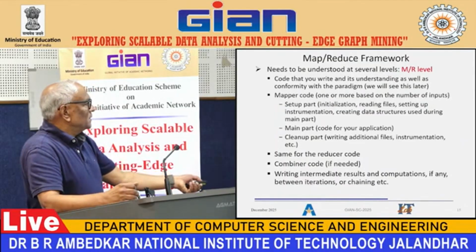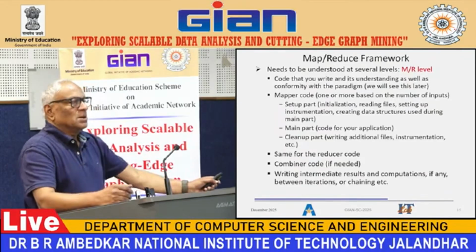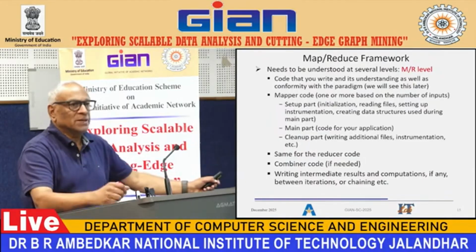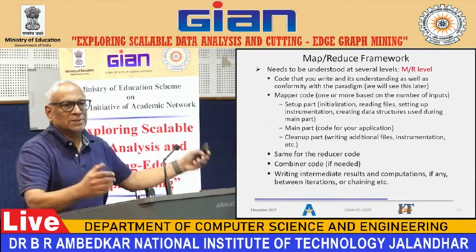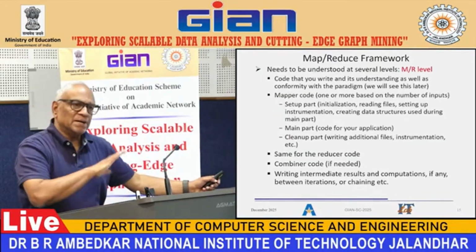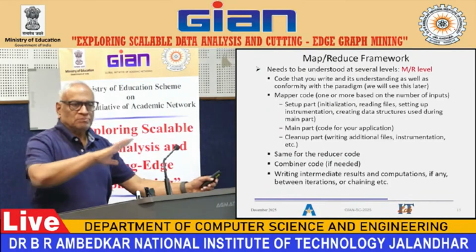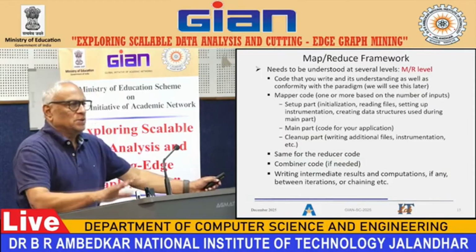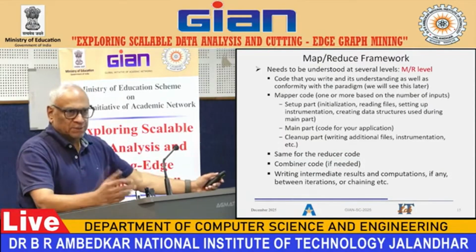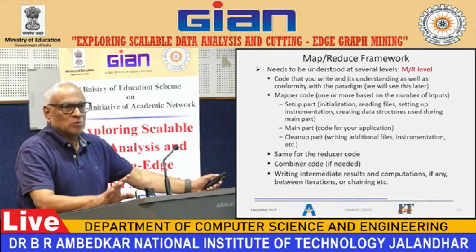Writing intermediate results and computation if any between it. So if you are chaining or if you are doing iteration, you may want to do some additional computation like merging files and other things in between two jobs. That you have to do separately outside of the MapReduce framework. You have these files, then you can do whatever you want with that, and then you feed it into the next batch job MapReduce. So is this clear what you need to do?